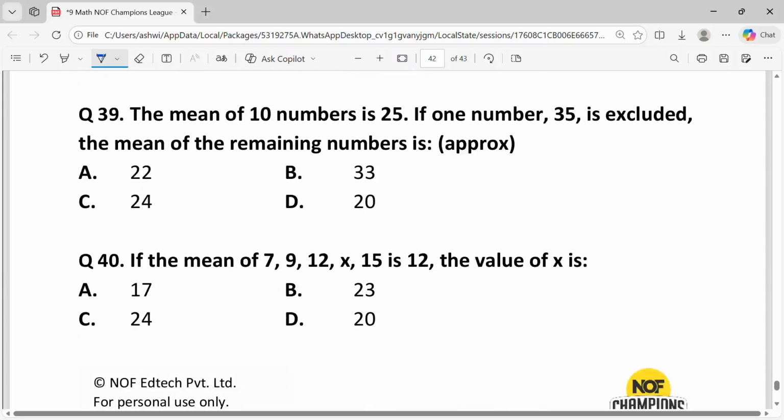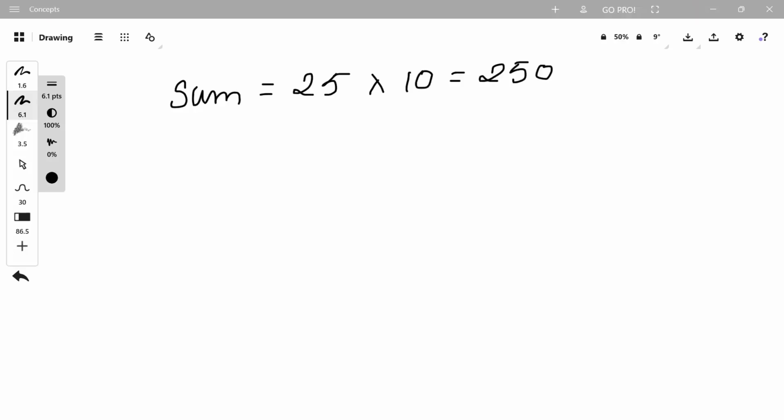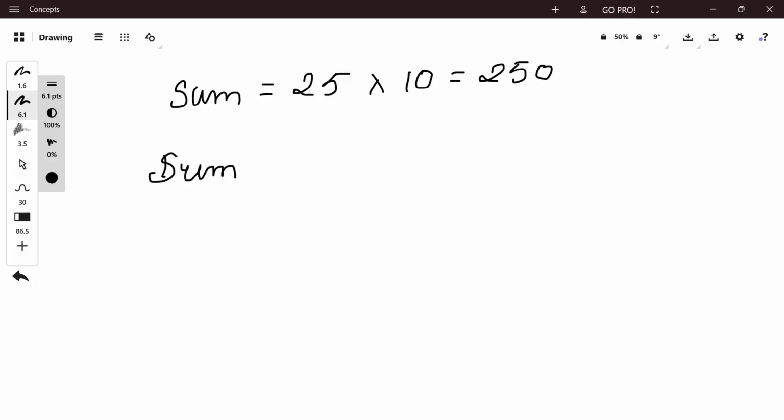Question 39. The mean of 10 numbers is 25. If one number 35 is excluded, the mean of the remaining numbers is. The mean of 10 numbers is 25. So the total sum is mean into count, that is 25 into 10, that is equal to 250. One number 35 is excluded. So new sum is equal to 250 minus 35, which is equal to 215.